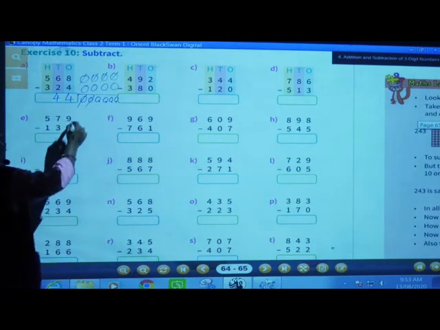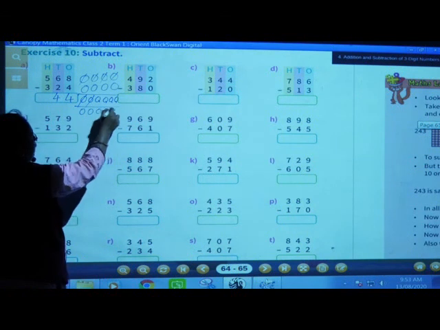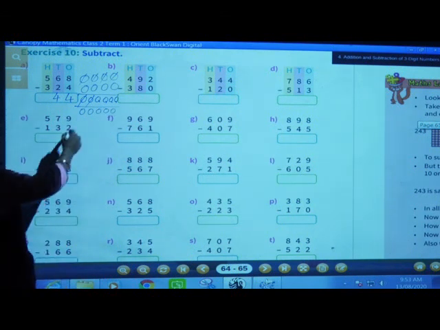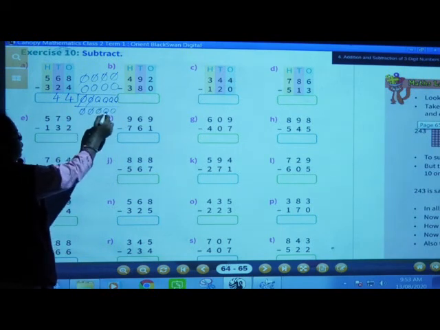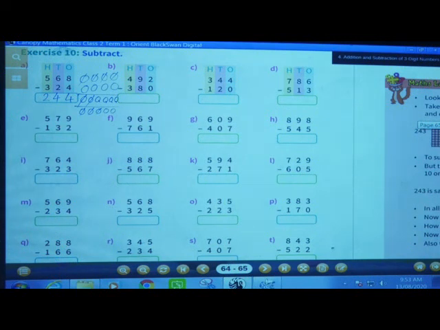Then 5 minus 3. From 5 you want to cut 3. 1, 2, 3, 4, 5. From 5 how much will you cut? 3. 1, 2, 3. So how many remain? 1, 2. So your answer is 2. In this way you are going to subtract. Whatever number is given, minus means you will cut that many.